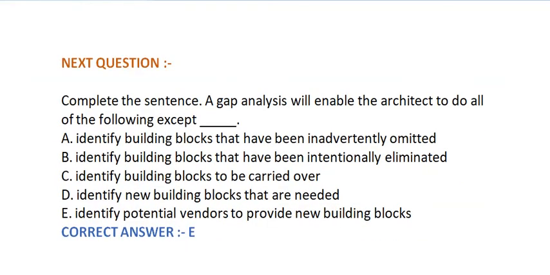Complete the sentence. A gap analysis will enable the architect to do all of the following except. Option A, identify building blocks that have been inadvertently omitted. Option B, identify building blocks that have been intentionally eliminated. Option C, identify building blocks to be carried over. Option D, identify new building blocks that are needed. And option E, identify potential vendors to provide new building blocks. And the correct answer is option E.